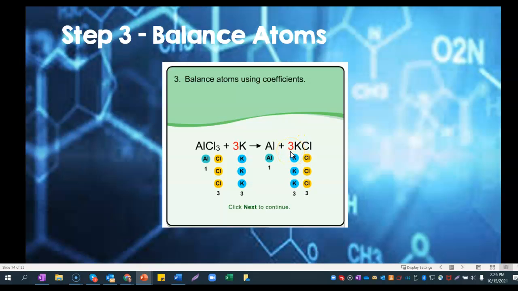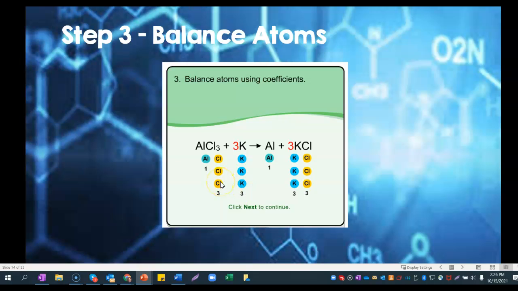Okay, and when we do that, because we're not able to just come over here and add a tiny 3, we're not able to do that. We have to add a coefficient. So that gives us 3 chlorines, but it also gives us 3 potassiums. So then this step's already done for you, but we know we only had 1 over here before. So if we put a 3 in front of it, then that gives us 3 potassiums as well.